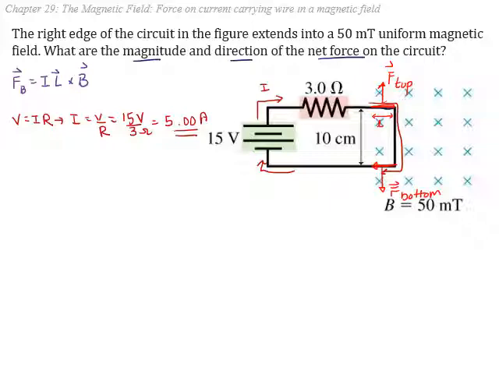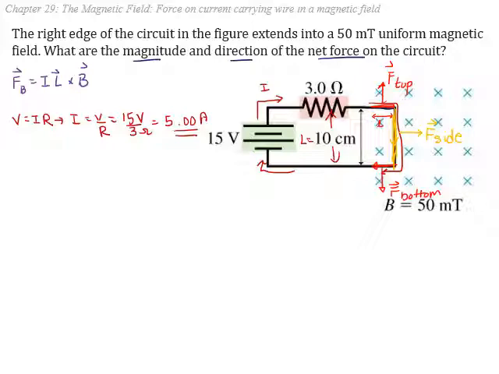And then the last segment will be the segment that's vertical in the field. So the current points down, you put your thumb with the current, your index with the field into the page. You should see that your extended middle finger points to the right. So that's the direction of the magnetic force on the side. That length we see is 10 centimeters, and we'll probably call that L.